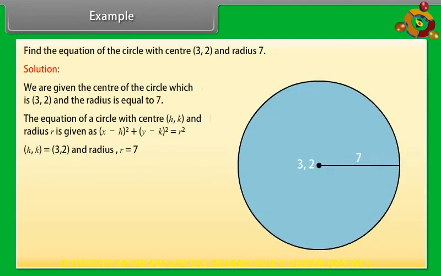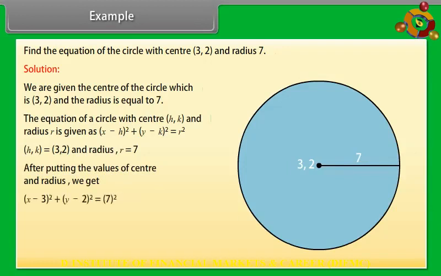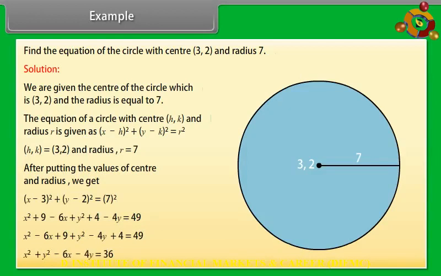h and k are equal to 3 and 2, and radius r is equal to 7. After putting the values of center and radius, we get (x - 3)^2 + (y - 2)^2 = 7^2. By calculating it, we get x^2 + y^2 - 6x - 4y = 36.